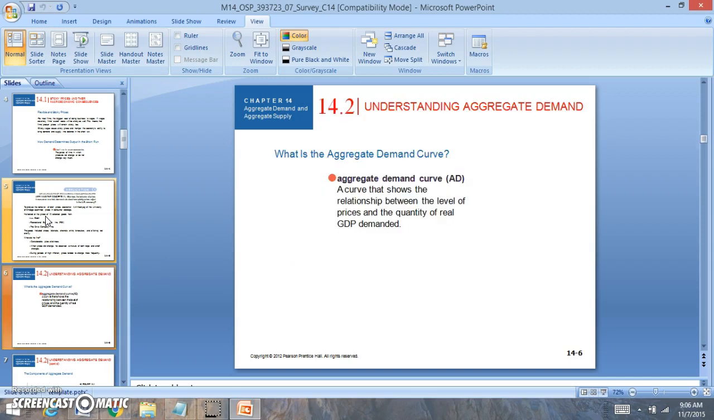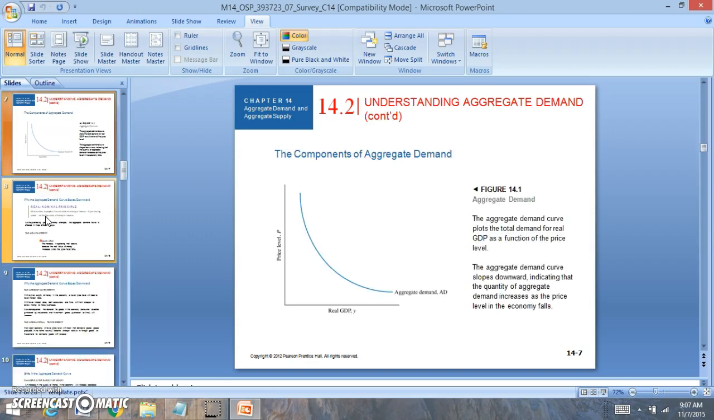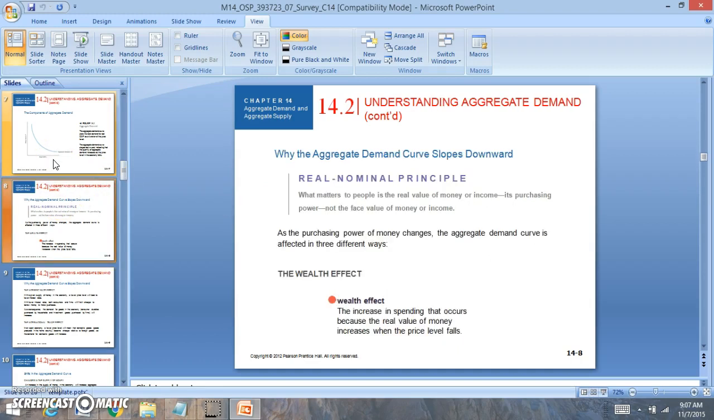When you look at this, we're focused on the aggregate demand curve. The aggregate demand curve is a relationship between the prices and the quantity of real GDP, which is basically the output. Here's a graph of the aggregate demand curve. You'll notice it is downward sloping between price and real GDP, or output.